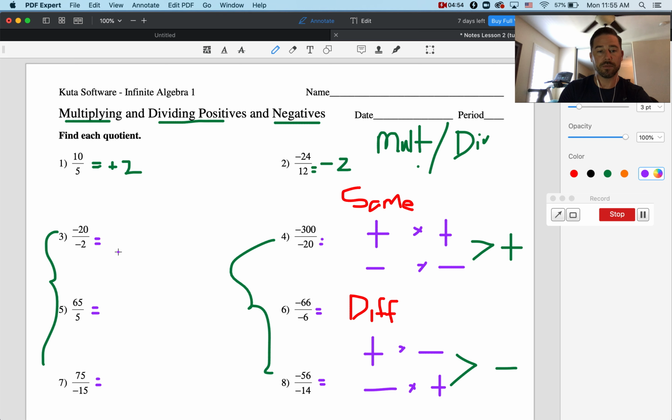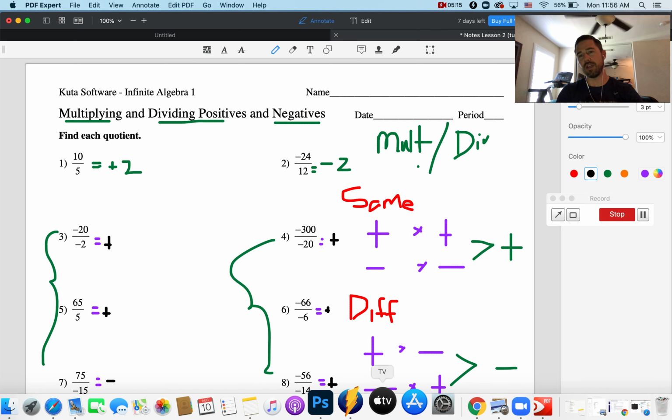The signs are the same, so it's going to be a, let me change the color here. It's going to be a positive. Signs are the same, it's going to be a positive. Signs are different down here, it's going to be a negative. Signs are the same, positive. Signs are the same, positive. Signs are the same, positive. You see that? Now, you're not going to forget about the signs later. You're not going to get it wrong.